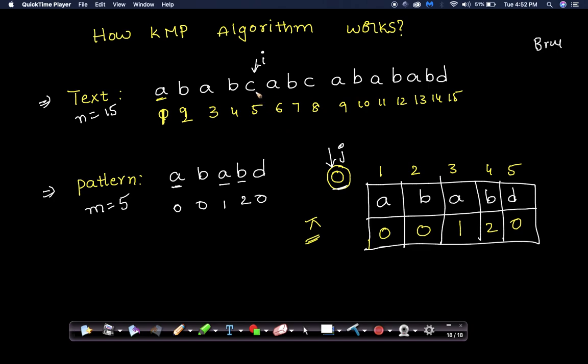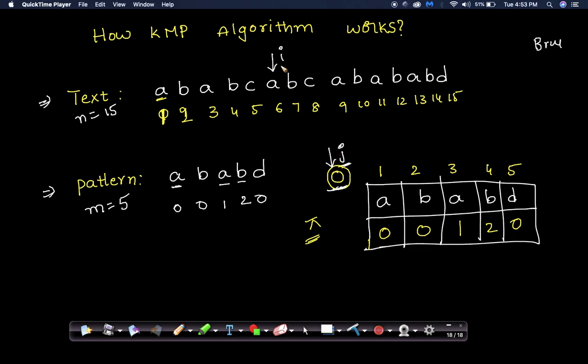Then again I am going to compare my j plus 1 index with the ith value. In this case, yes, there is a mismatch. My j is pointing to the 0th index, that means I am at the starting. Then what I will do here is increment the value of i by 1. Then I am going to compare it again. That means again I am at the starting position, there is a mismatch, so I am going to increment the value of i by 1. Then again I will repeat the same step.